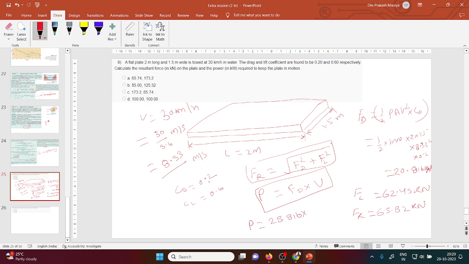And your power will be 20.816 into velocity, which is 8.33. You will get 28.816 into 8.33.